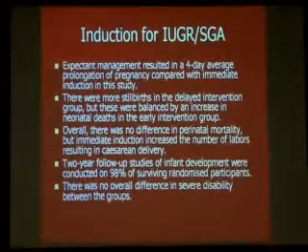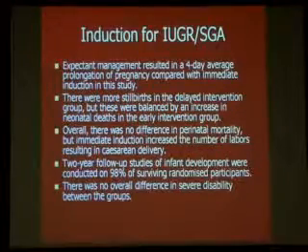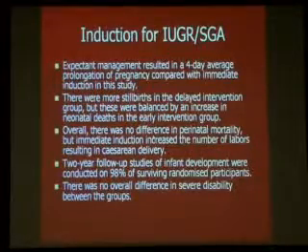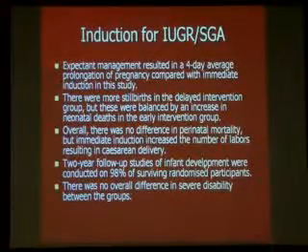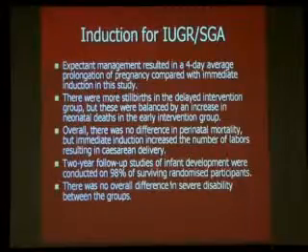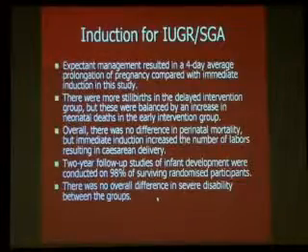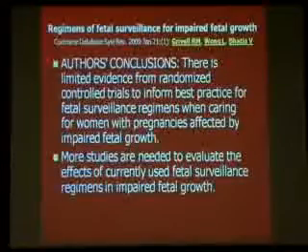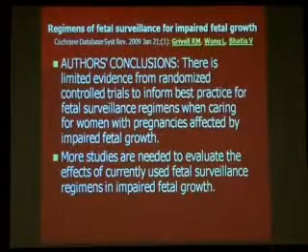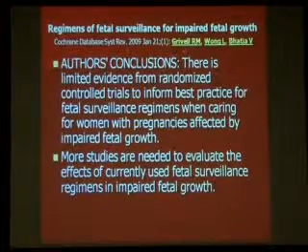Expected management results in a 4-day average prolongation of pregnancy. There were more stillbirths, and if you wait longer, there's an increased risk of intervention. There was no difference in perinatal mortality, and 2-year follow-up studies of infant development were conducted on 98% of surviving participants, and there was no overall difference if you wait or induce right away. So the jury, as we say, is still out whether you should deliver right away or not, and how you should do the surveillance. This is a Cochrane review.